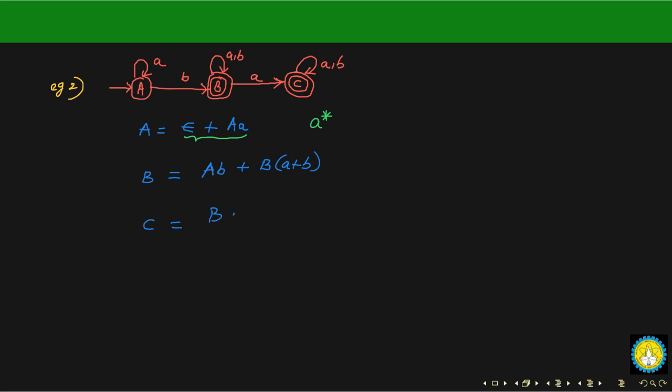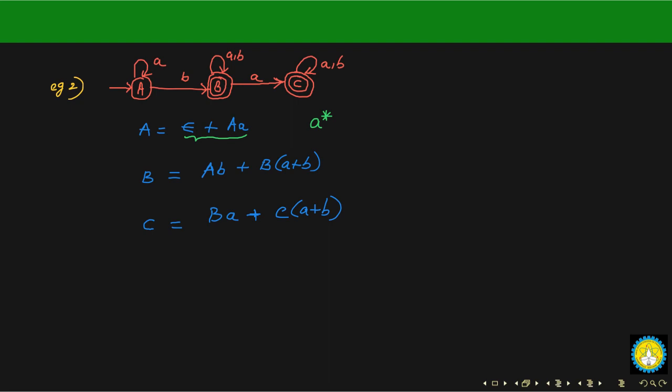If you are at state B and if you get a symbol A, then you'll be reaching C. Then one more option is that if you are at C and if you see any of these symbols, A or B, you'll be reaching back to C itself. So to express that, we can write it as C equals BA plus C into either an A or a B. Both of them are okay. So we have written equivalent expressions for the states A, B, and C.